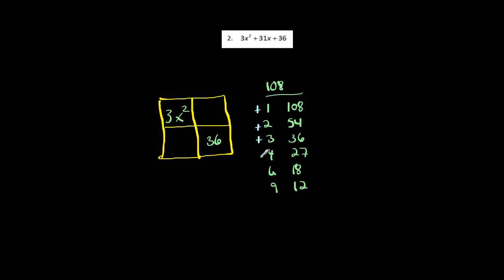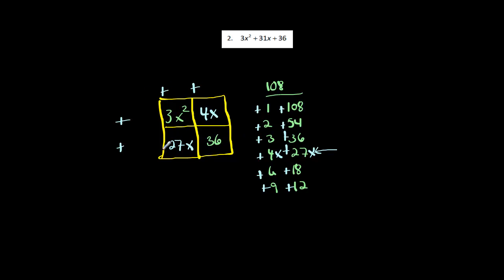So if I put positive all the way down, the combination that adds to 31 will be this one right here. And remember, they're made up of x's. So let's drop in 4x and 27x. So it's going to be positive all the way around. So let's put those.